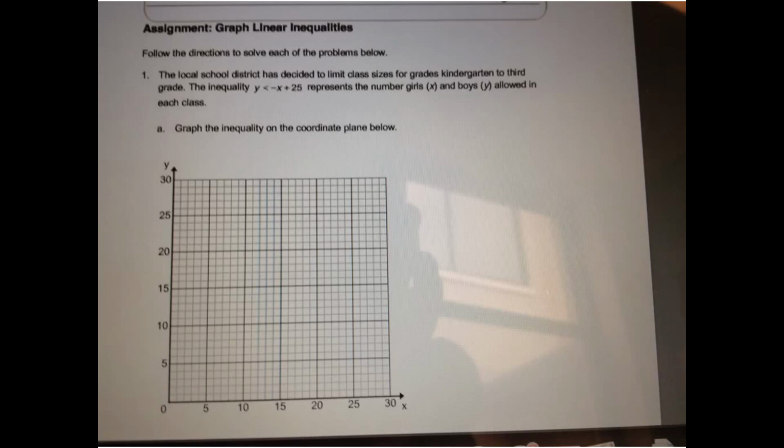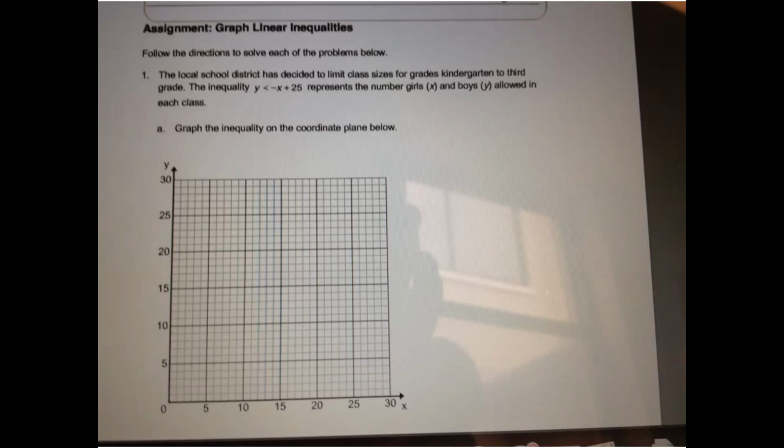Alright, so what we're doing here is we're graphing linear inequalities. It says the local school district has decided to limit class sizes for grades kindergarten through 3rd grade. The inequality y is less than negative x plus 25 represents the number of girls and boys allowed in each class. Graph that inequality on the coordinate plane below.